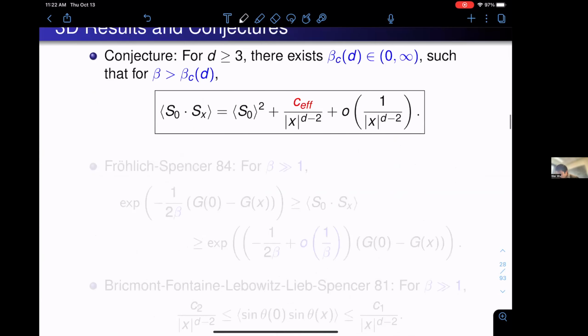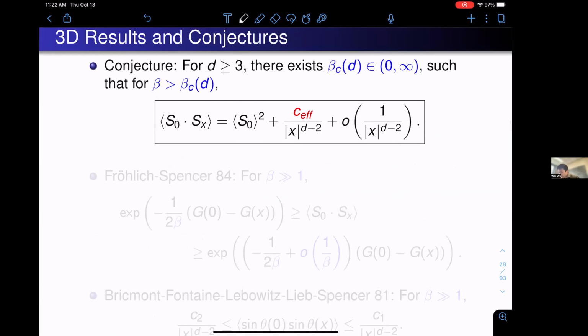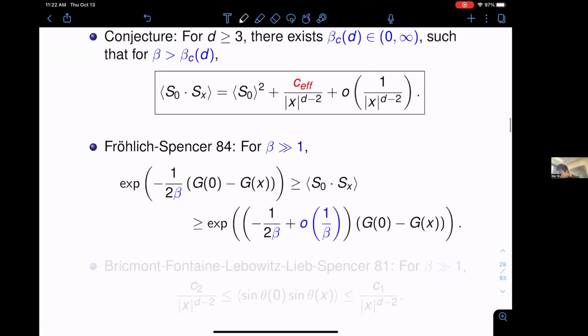Now, coming back to dimension 3 and higher, this is the conjecture: if you look at the 2-point function, there is this magnetization squared, and the truncated 2-point function should have this Gaussian behavior, but this effective constant should not be the same as what you get from the Gaussian computation. There will be a correction from the contribution of vortices. So back in the 80s, there were upper and lower bounds for the 2-point function.